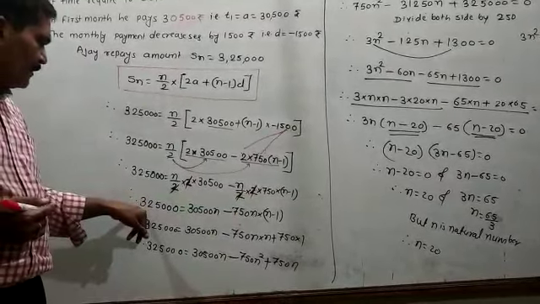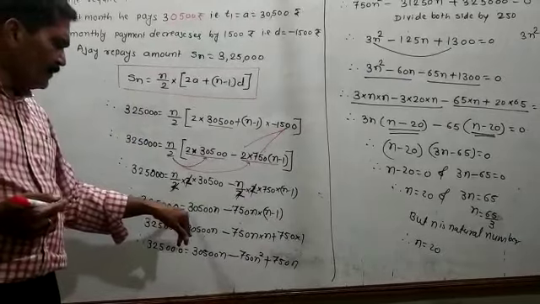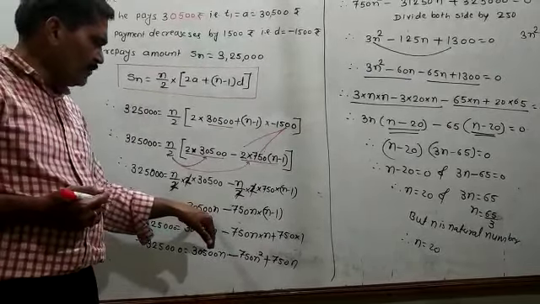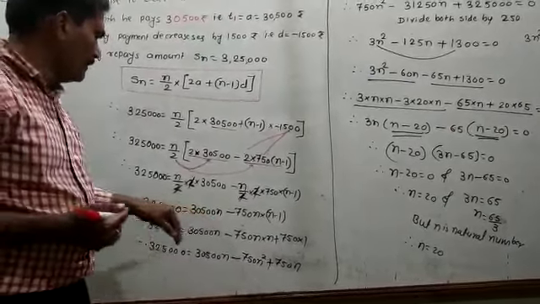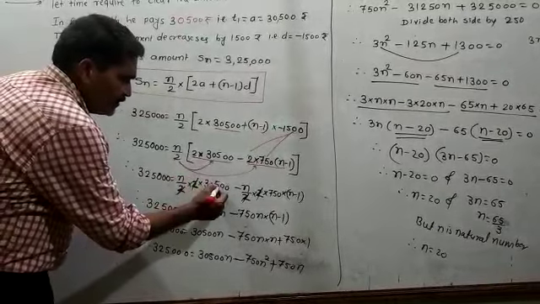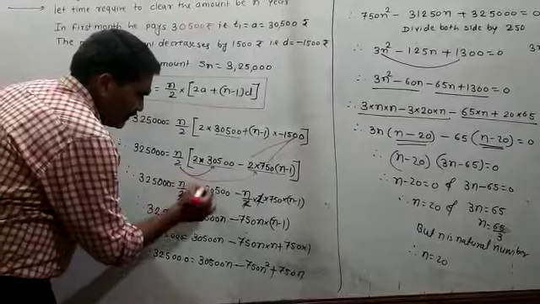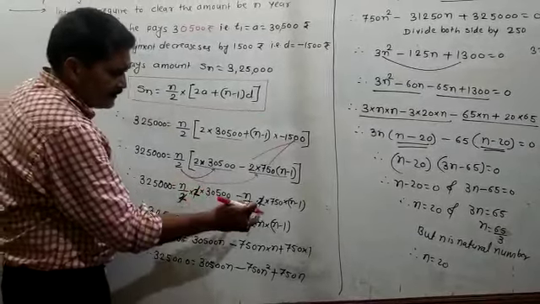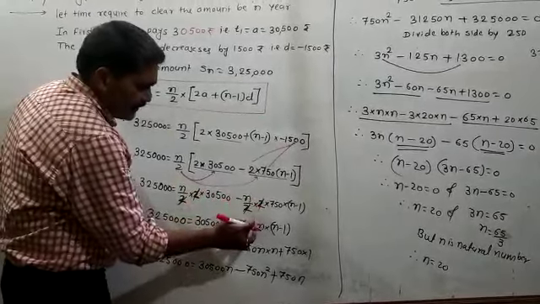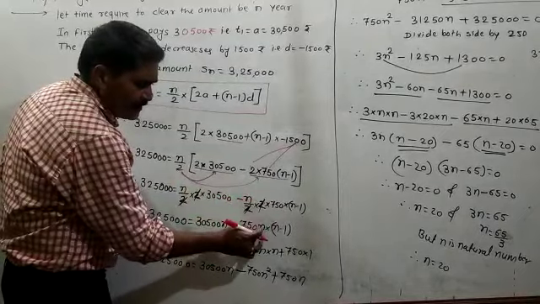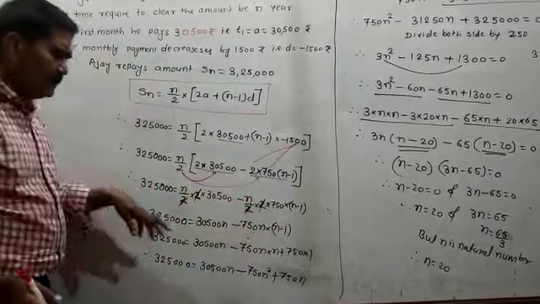So 325,000 is equal to 30,500 n. This n multiplied by 30,500 is 30,500 n. The product of this and this will come, and this will cancel. At that time n multiplied by 750 is equal to 750 n into n minus 1.